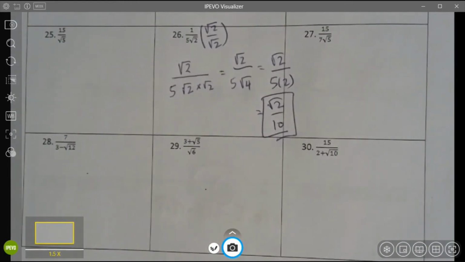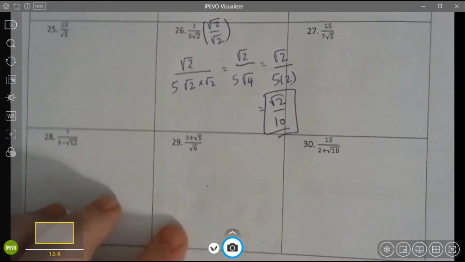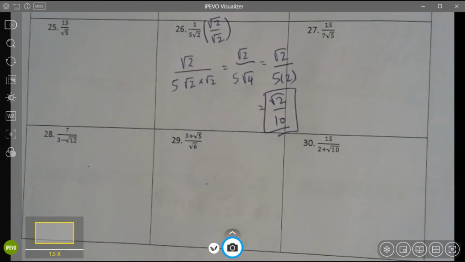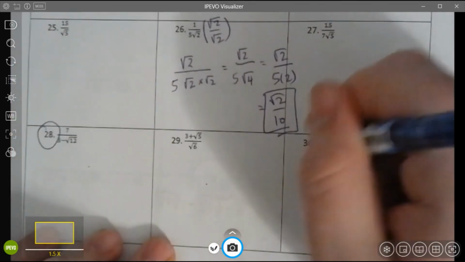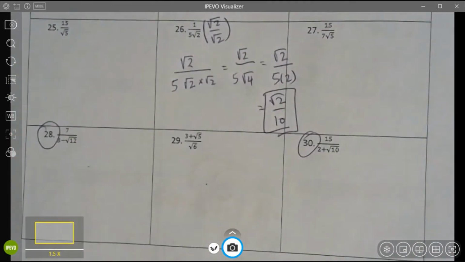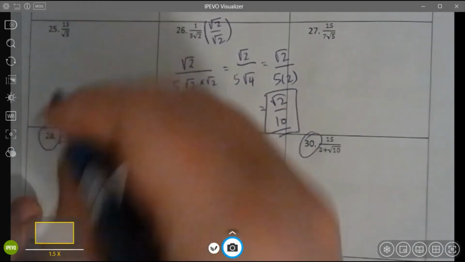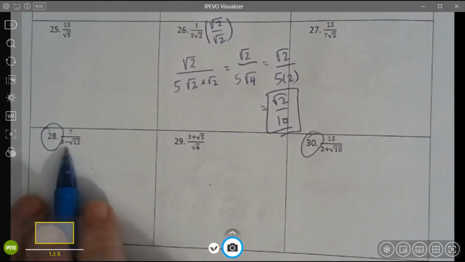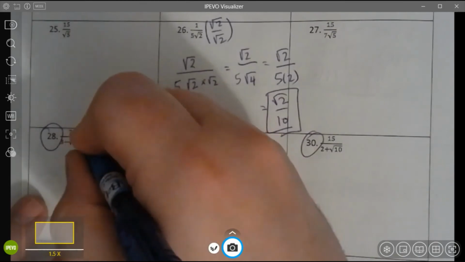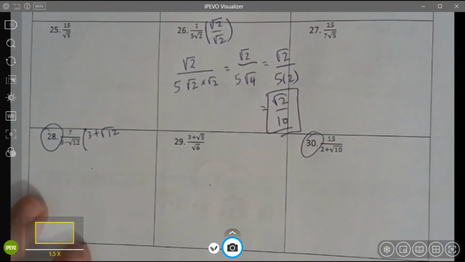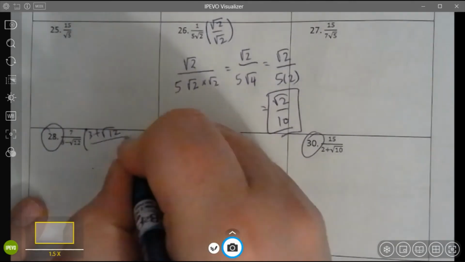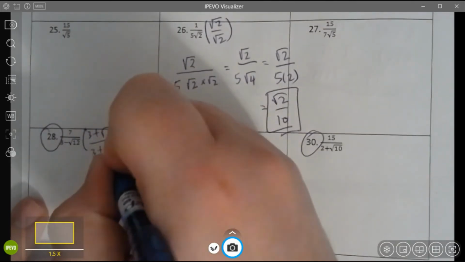But 28 is a little different. Sorry, 28 and 30. For both of those, you need to multiply by the conjugate of the denominator. So I'll get both of those set up for you. For this one, the conjugate of 3 minus square root of 12 is 3 plus square root of 12, and then the conjugate divided by itself, 3 plus square root of 12.